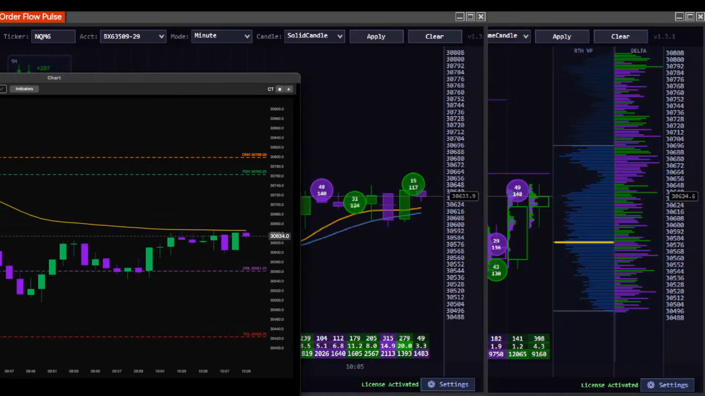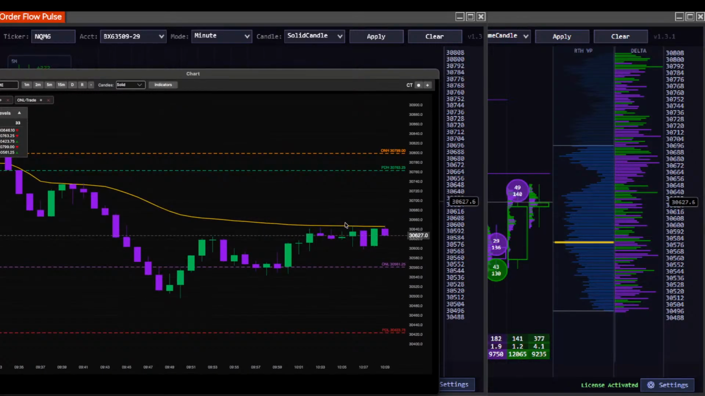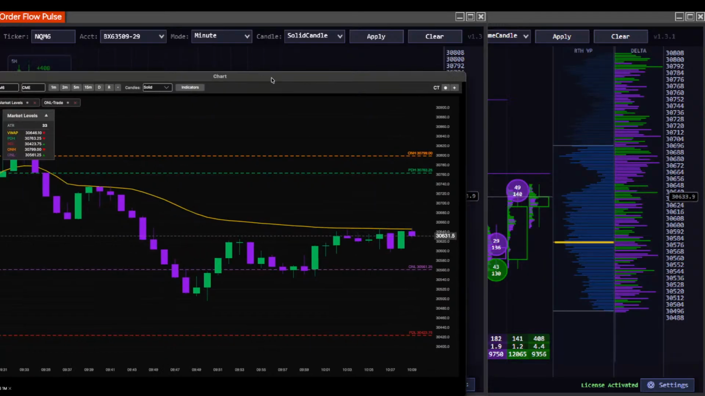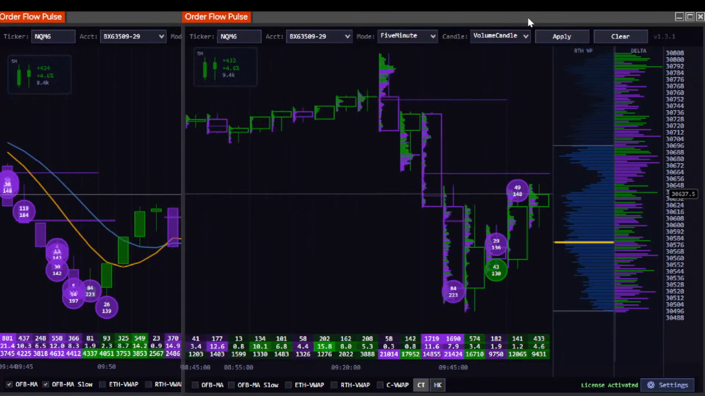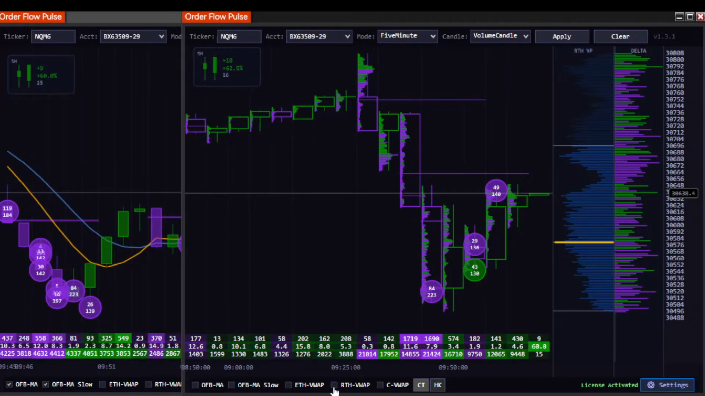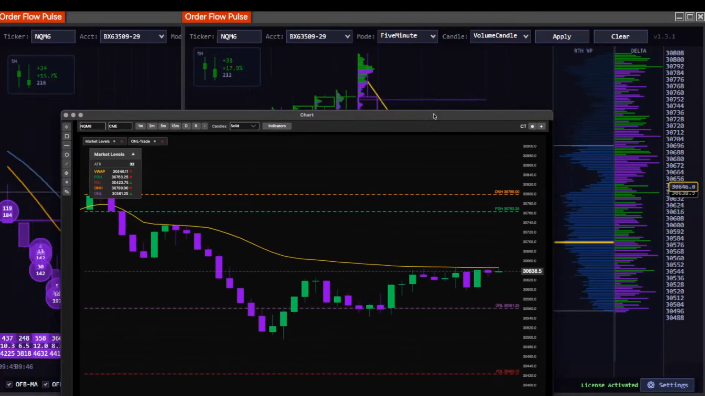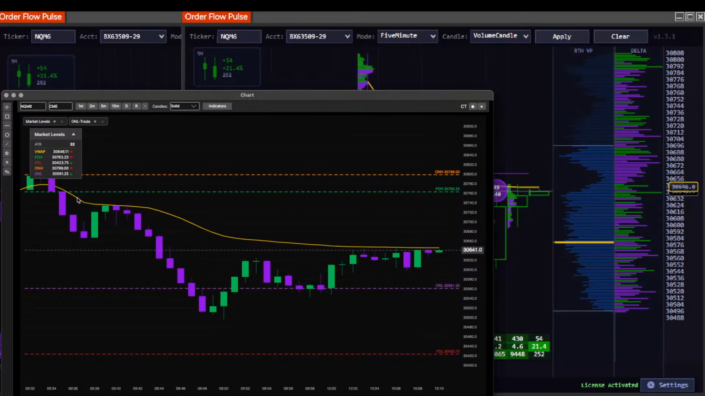Man, this New York VWAP on NQ is giving us some problems right here. Look at this, man. The New York VWAP. We can't break through it, man. It's just giving us some stinking problems. See right there, New York VWAP just giving us some problems, my man. Look at that. Right there.